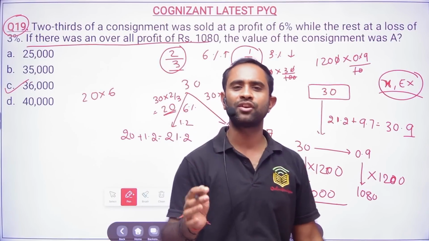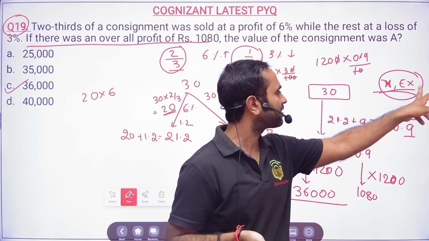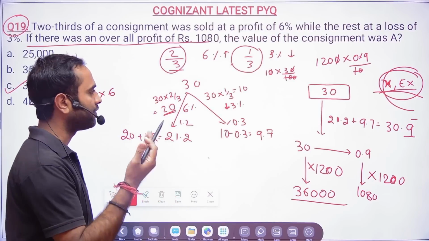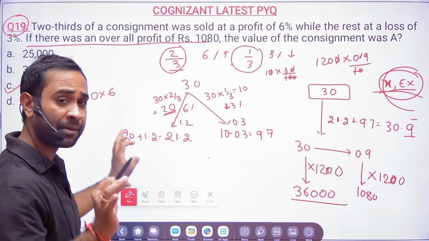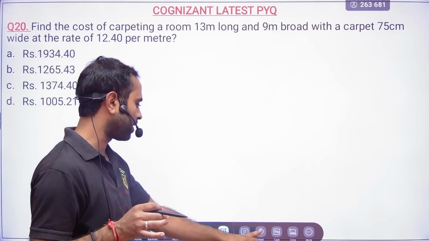But in any case, you will get the same answer, right? So don't play with X and X. Otherwise, it will always create a problem when you are going to solve the question. It will become very complicated. Now moving towards question number 20.